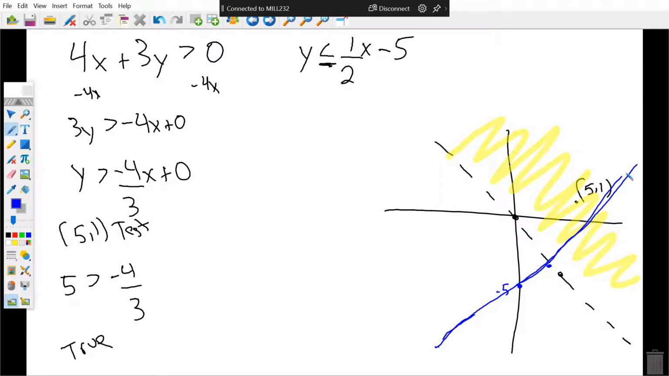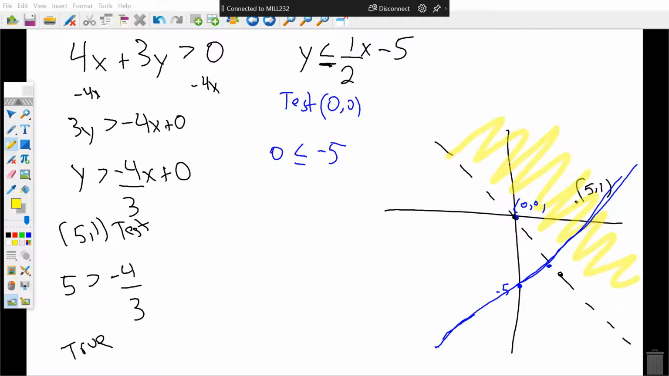Now we do our test. This time, we can use 0 and 0 if we want, right? We can use anything that's not on this blue line. So I'm going to use 0 and 0. Put a 0 in for x, 0 in for y. I get 0 is less than -5. Is 0 less than -5?